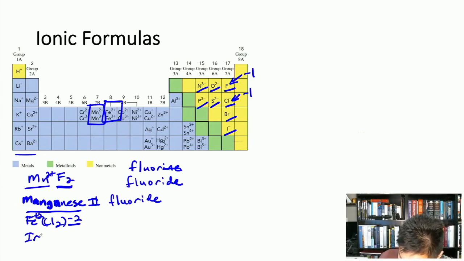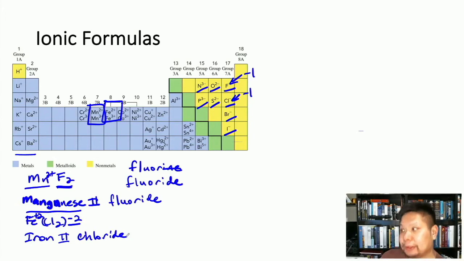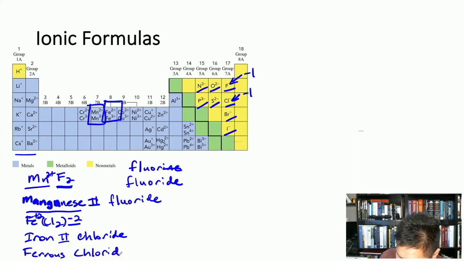So I write it out as iron 2 chloride. There are some other common names that we use in chemistry, especially as old folks, for iron. Instead of calling it iron 2, we could call it ferrous chloride. Ferrous, this suffix here, means the same thing as a 2+ charge, right?